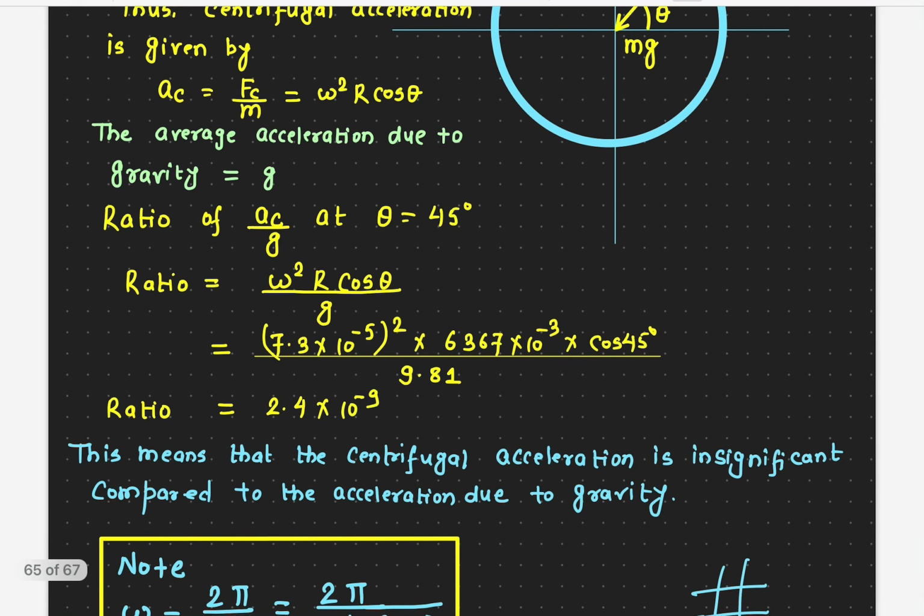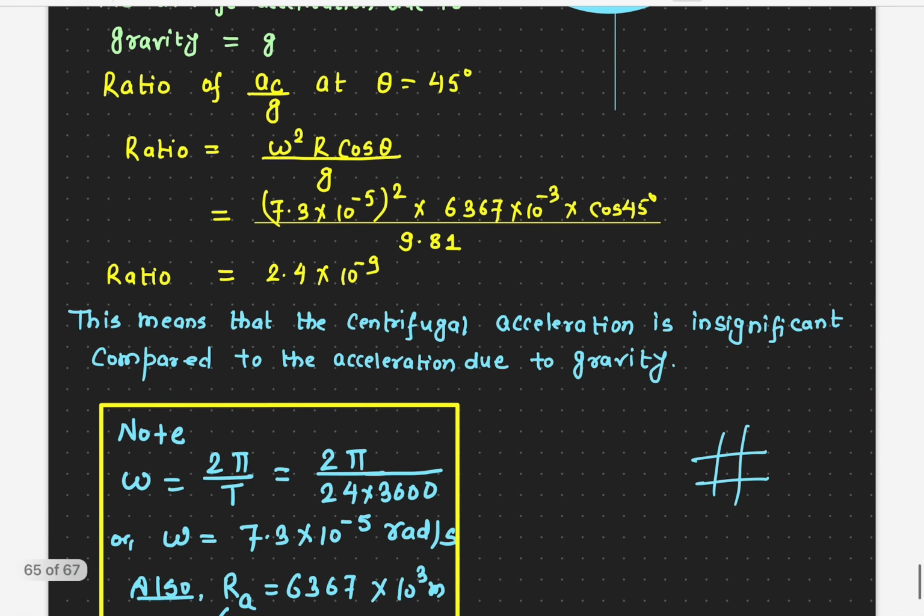Now let's plug in all the values. The angular speed of the Earth is given by this number here. R is the average radius of the Earth, which is given by this equation, and I am considering an angle theta of 45 degrees. This would be the value, and that is 9.81. If I plug in these values, the ratio would be 2.4 times 10 to the negative 9. So what does this mean? That means compared to the acceleration due to gravity, the centrifugal acceleration is very, very tiny, insignificant.